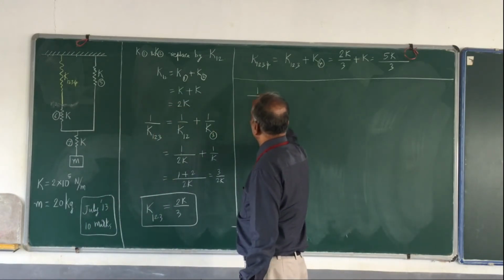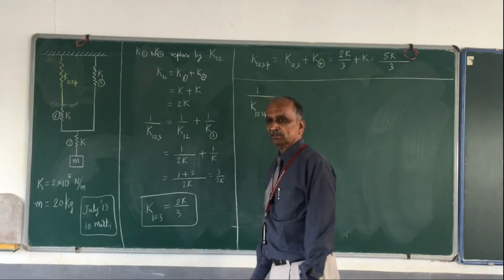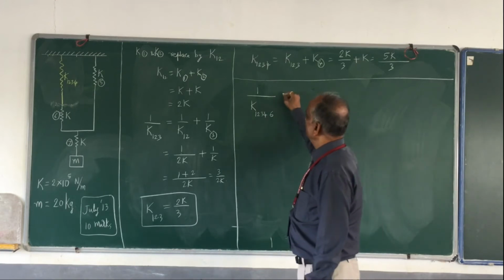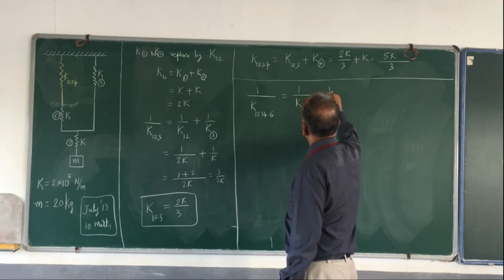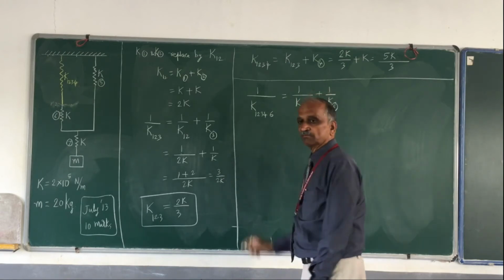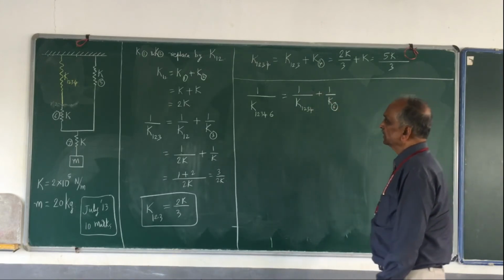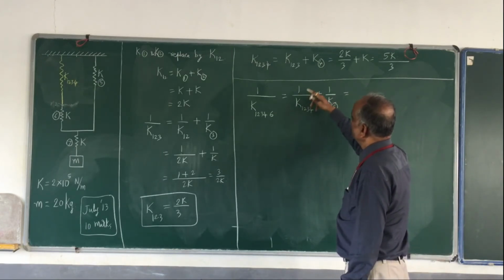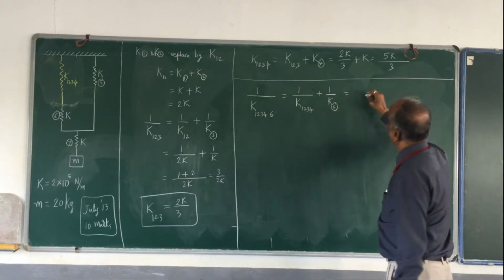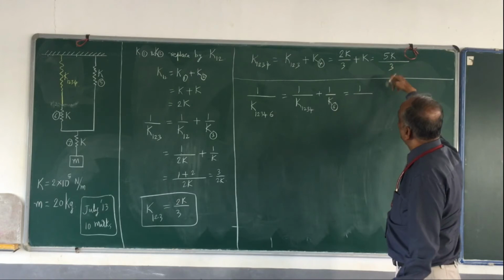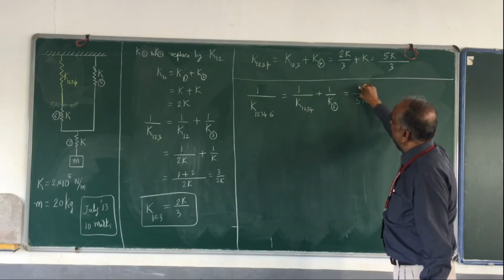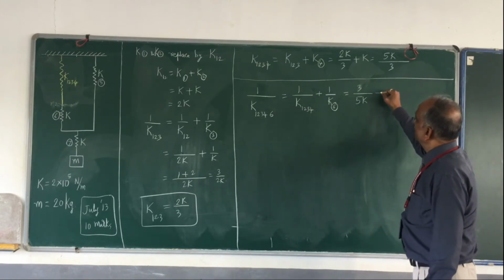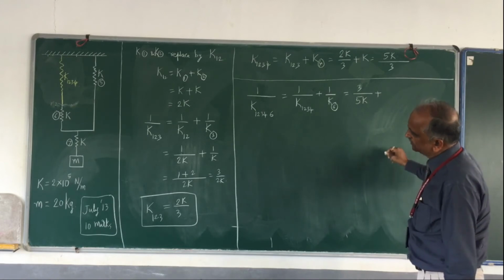Their equivalent: 1 upon K of 1, 2, 3, 4 and 6 is equal to 1 upon K of 1, 2, 3, 4 plus 1 upon K6. Okay, so what is this equal to? Let me substitute. 1 upon K of 1, 2, 3, 4 is 5K by 3, so 5K divided by 3, that 3 will go to the numerator, plus K6. K6 is also equal to K.